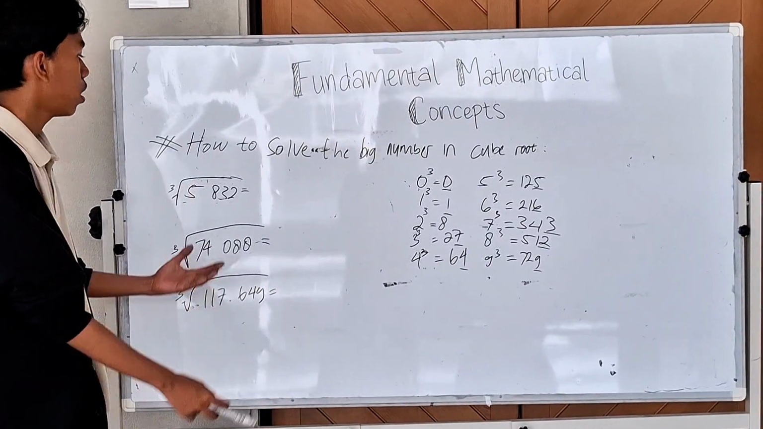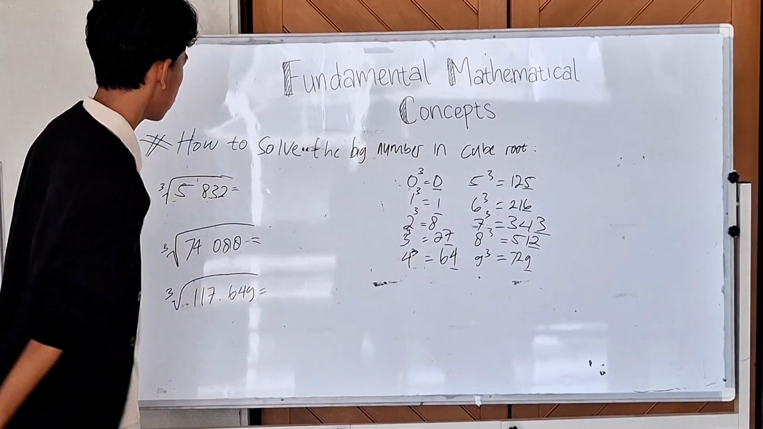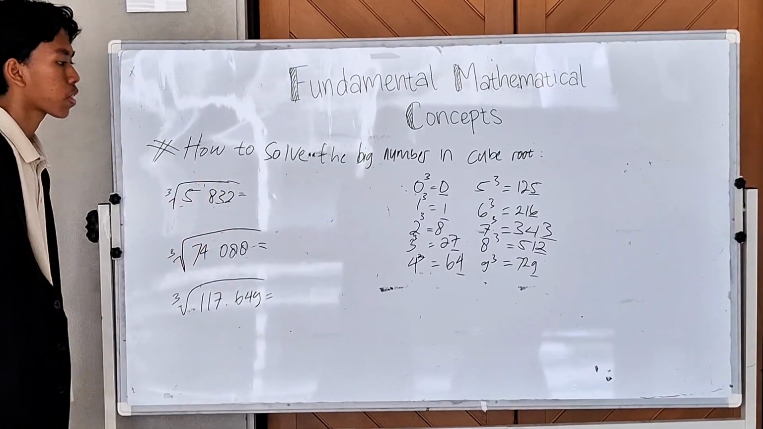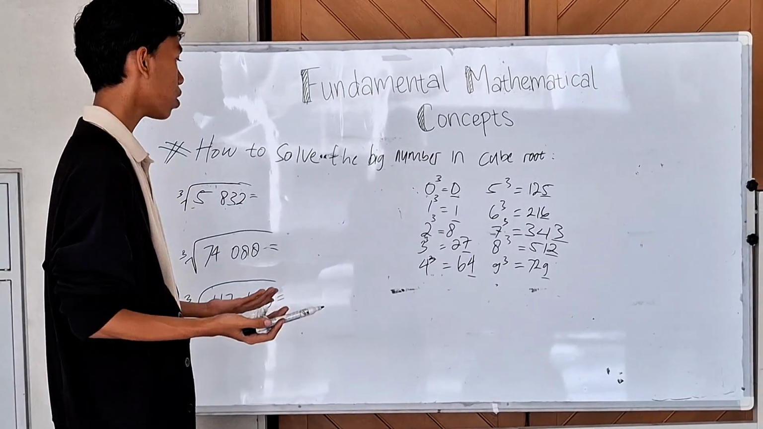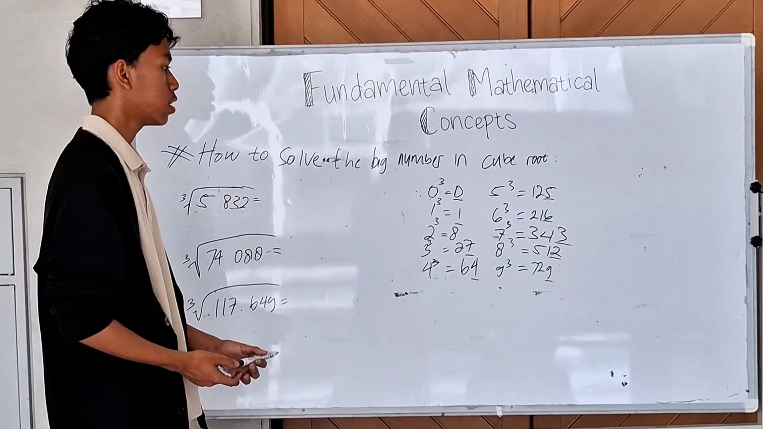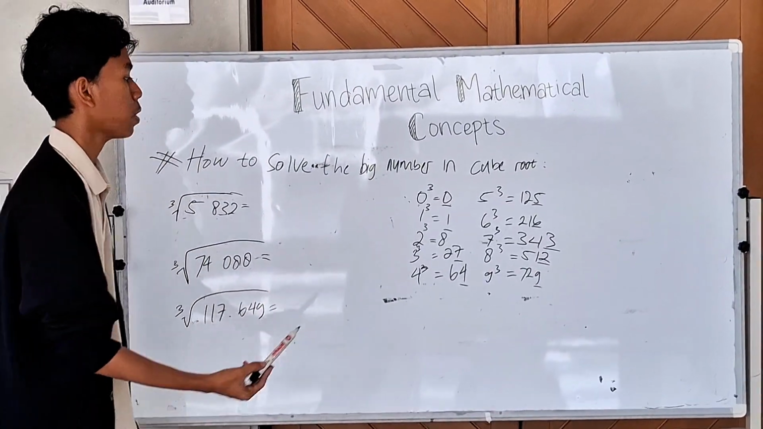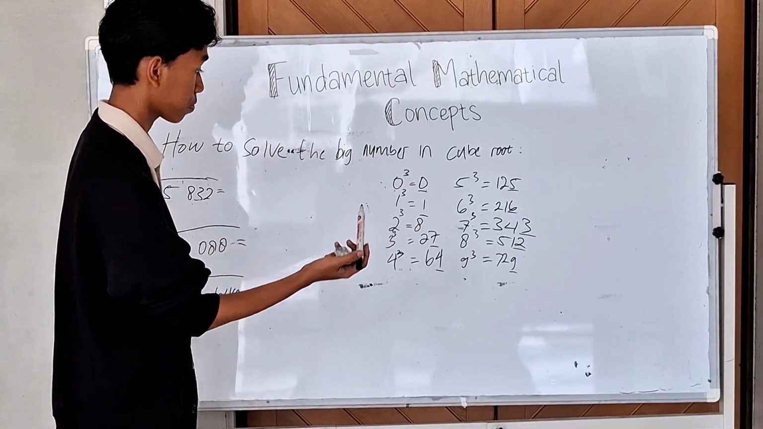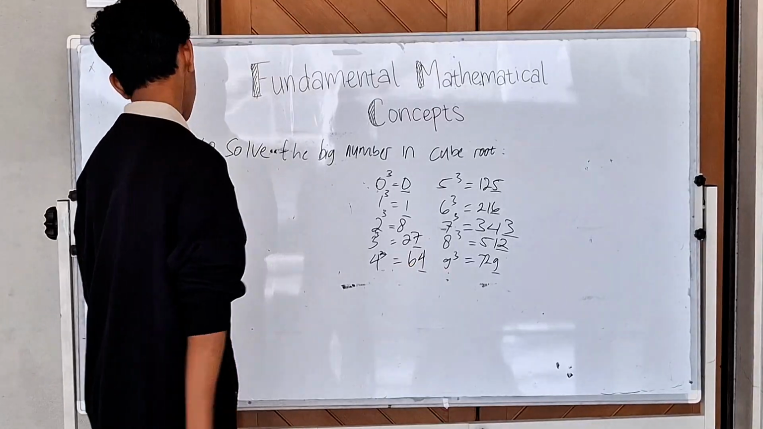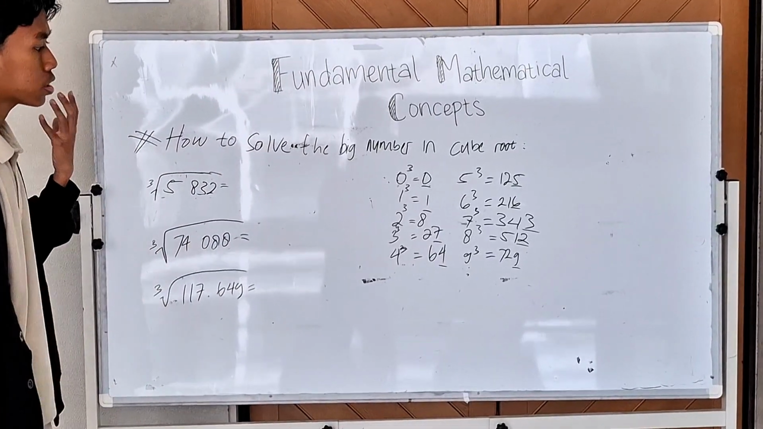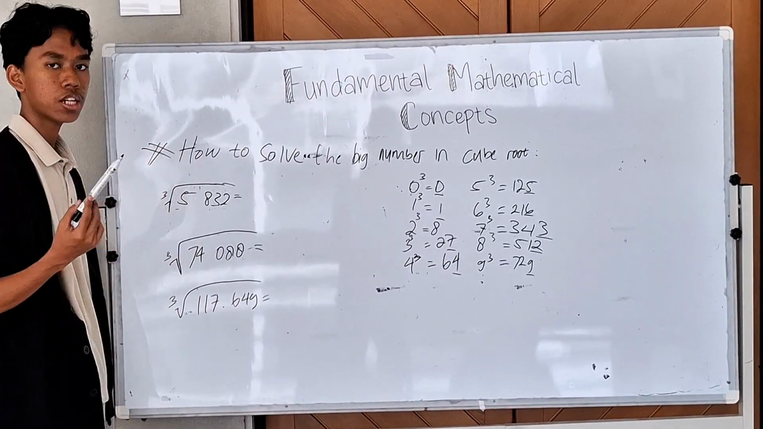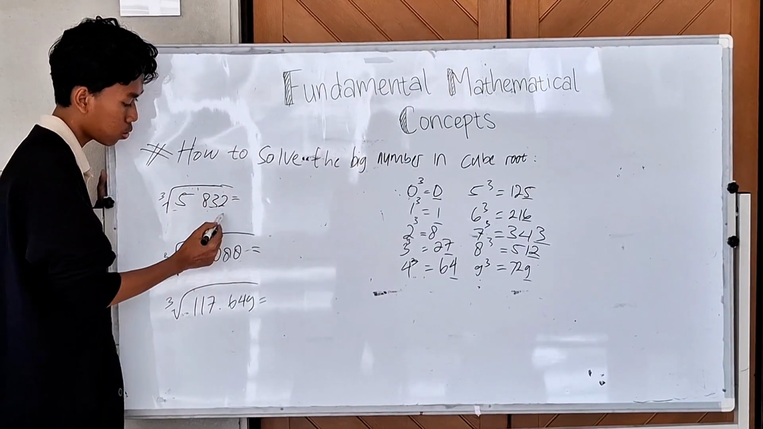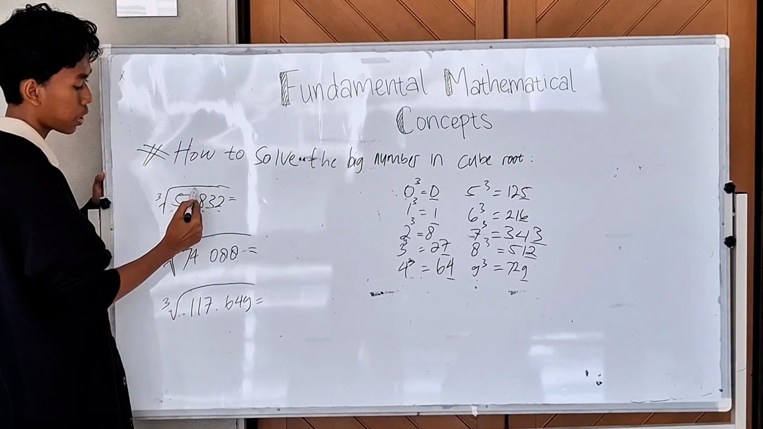Okay, next, we learn how to solve big numbers under a cube root. For the first example, 5,832. So, how do we solve this big number? The solution: first we must remember the units of cubes, the cubes of 0 until 9. After we remember the units, the second step is we must separate the last three digits from behind, and then we split it.